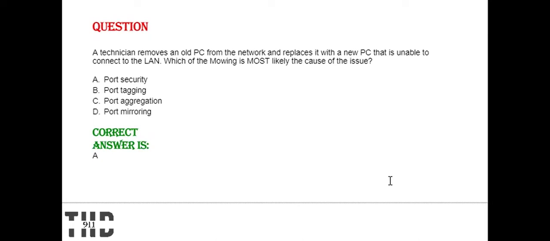A technician removes an old PC from a network and replaces it with a new PC that is unable to connect to the LAN. Which of the following is most likely to cause the issue? Option A, port security. Option B, port tagging. Option C, port aggregation. Option D, port mirroring. The correct answer is option A.